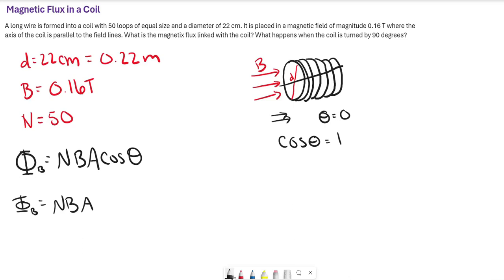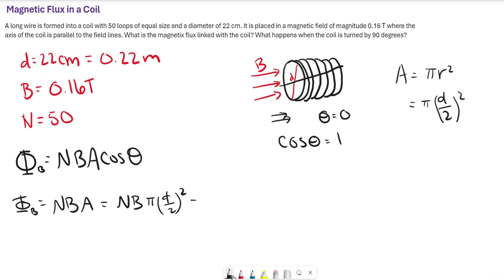Okay, so we want the area of this surface, this circle, this area that the field lines are going through. The area of a circle is, of course, pi r squared. However, in our case, that's going to be pi times the diameter that they give us divided by 2, that's going to be the radius, squared. So let's plug this in instead. We have n times b times pi times d over 2 squared.